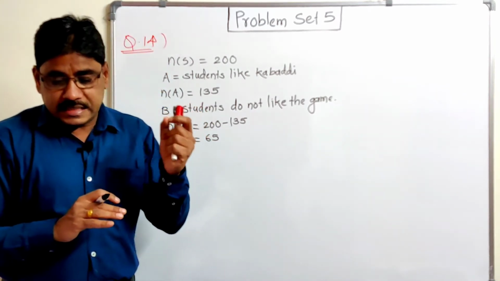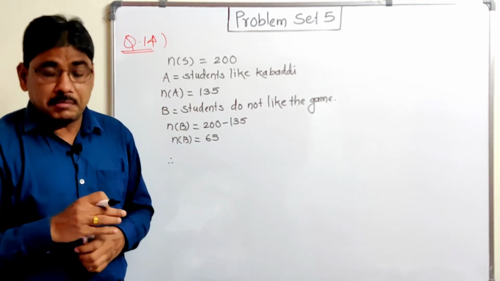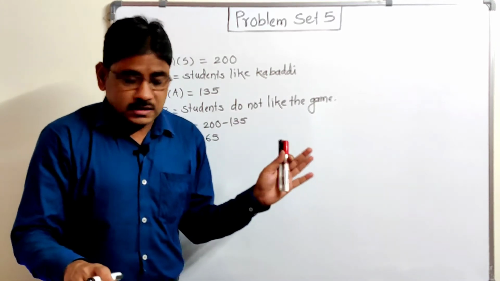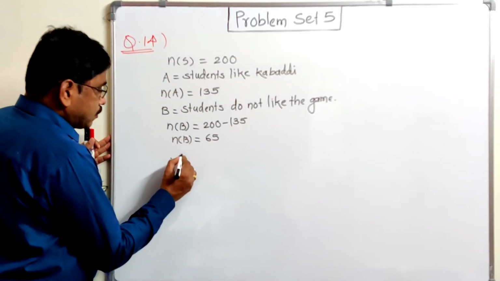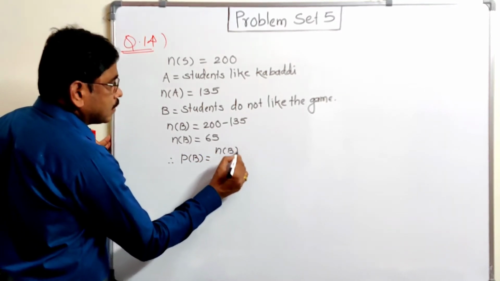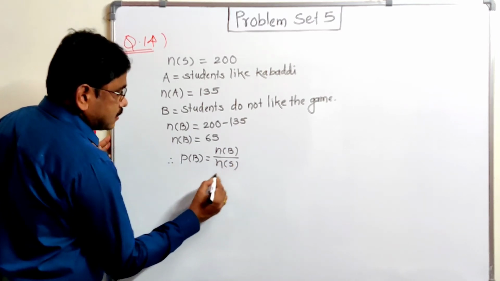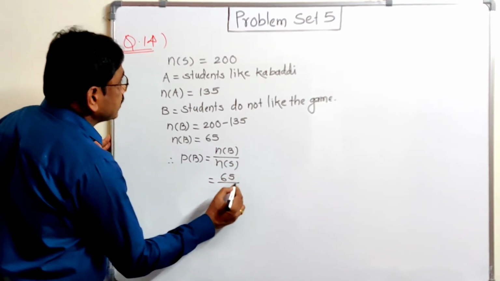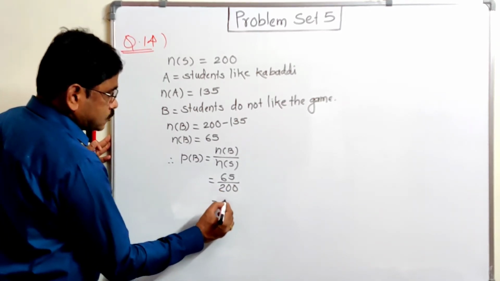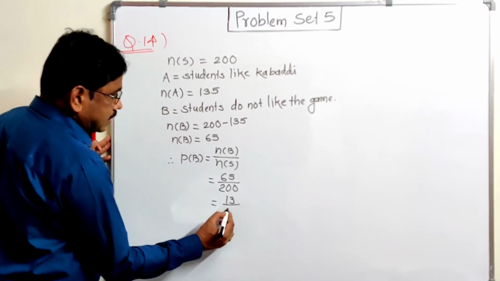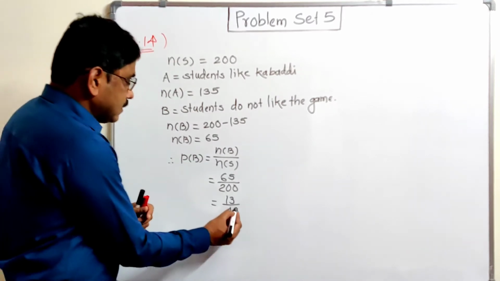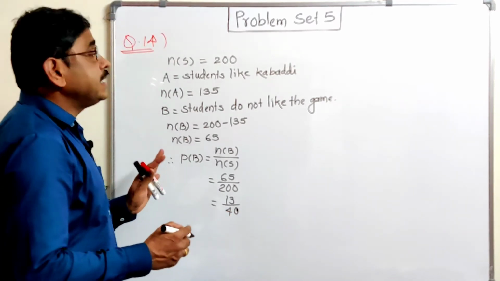So if one student is selected at random from all the students, find the probability that the student does not like kabaddi. Means that 65 students do not like the kabaddi. So probability of B is equal to NB by NS in this case. So NB is 65 divided by NS is equal to 200. तो 5 से पहले डिवाइड करते हैं. So 13, 5 जा and here 5 4 जा 40. So 13 by 40, that is the probability that the student does not like kabaddi.